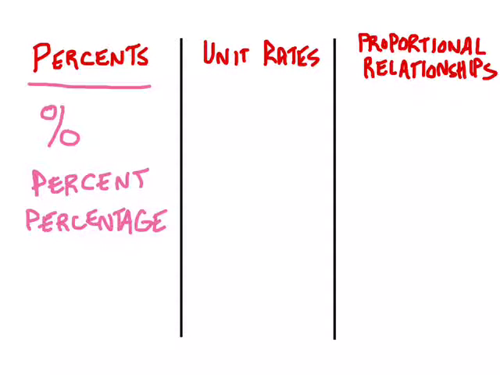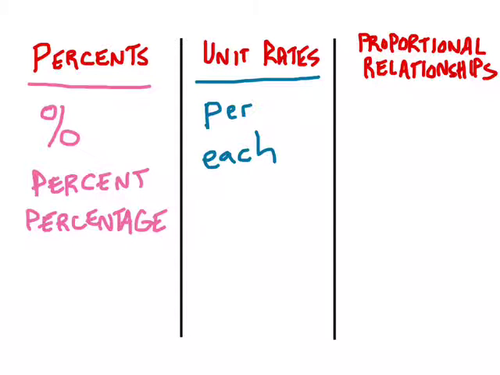Unit rates are a little trickier, but they do tend to have specific keywords in them. So for example, we really frequently see the phrase something per something. And those two somethings help make up our unit rate. So per is a big unit rate key phrase. Similarly, the word each also tends to indicate unit rates, because when I say each, it tends to mean each one, each single thing, which gets you to a unit rate.